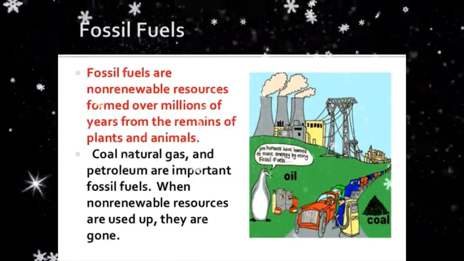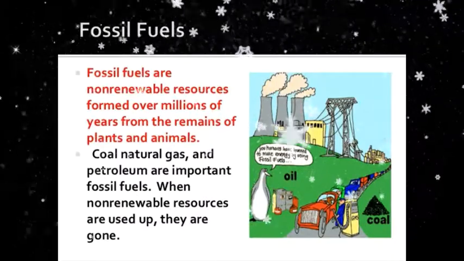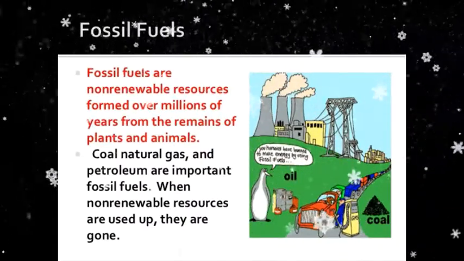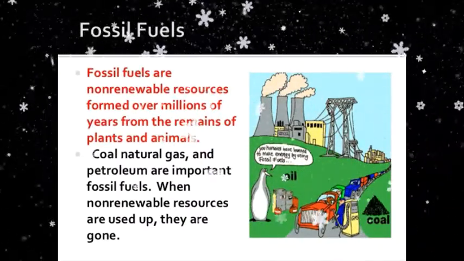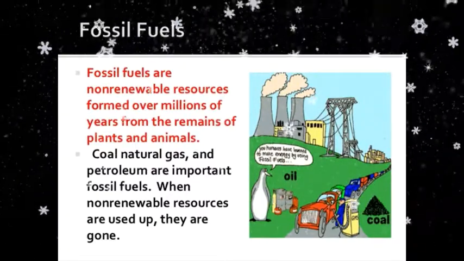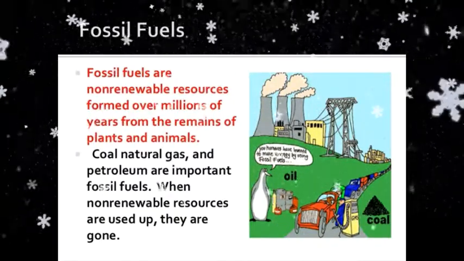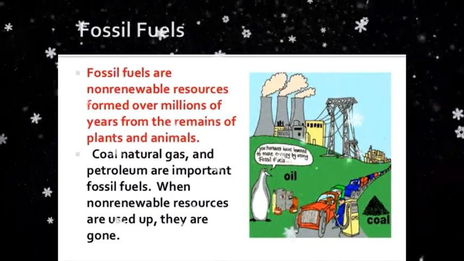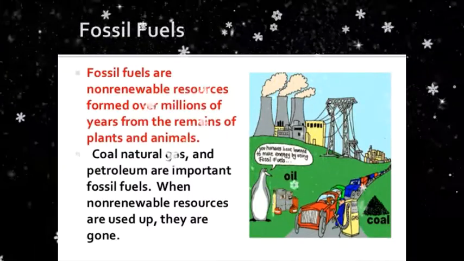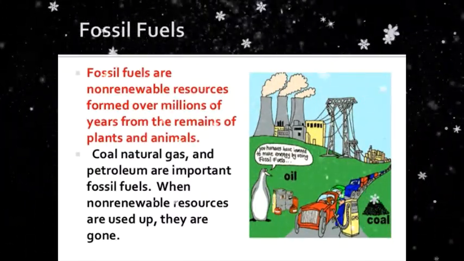Fossil fuels. So what are fossil fuels? Fossil fuels are non-renewable resources formed over millions of years from the remains of plants and animals. Coal, natural gas, and petroleum are important fossil fuels. When non-renewable resources are used up, they are gone. Yes, so it will transform into gaseous form and be gone. It will go to the ozone layer.